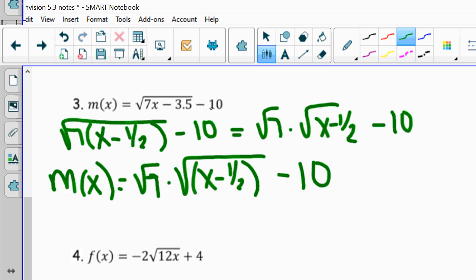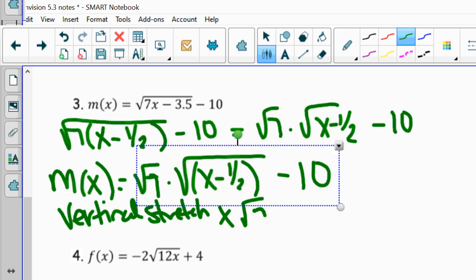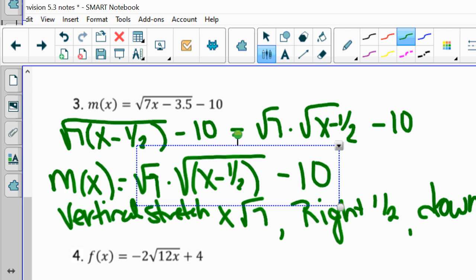So my transformations, so I have the square root of 7. Square root of 7, again, that's bigger than 1, right? So again, I have a vertical stretch by the square root of 7. x minus 1/2 tells me I go right 1/2. Minus 10 tells me I go down 10. Okay.